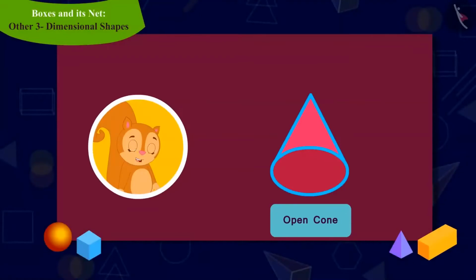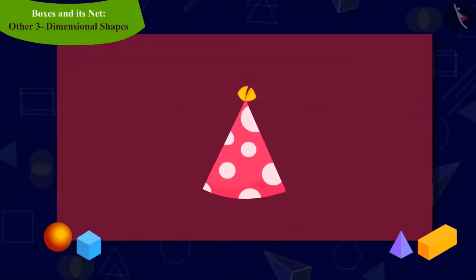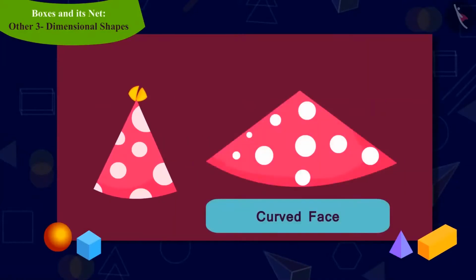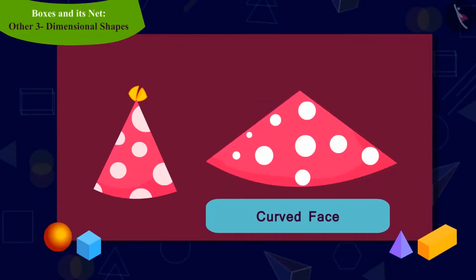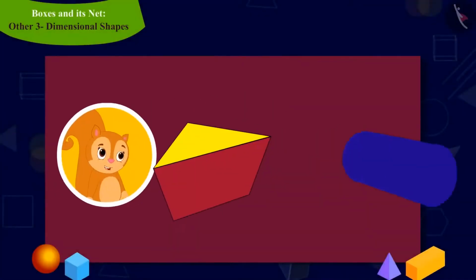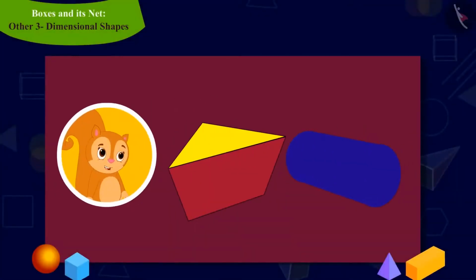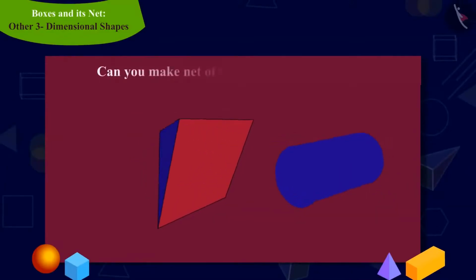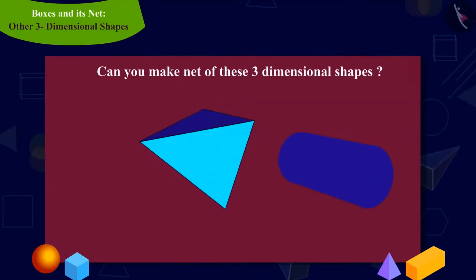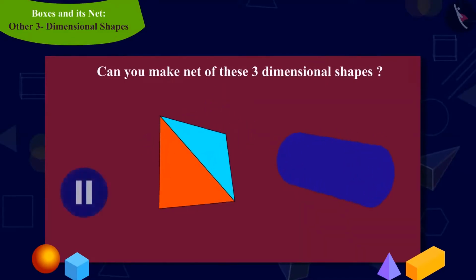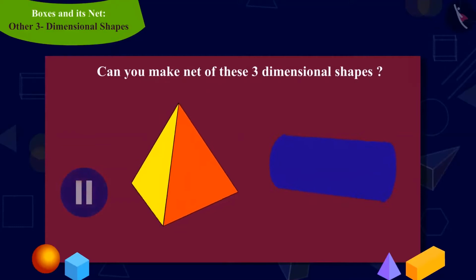Chanda, in order to know the shape of the net of the open cone, took a hat and opened it in a way. Kids, the shape of the net of an open cone looks like this figure. Chanda saw two more such shapes in the party. Can you help Chanda make net of these shapes? You can find the answer by pausing the video.